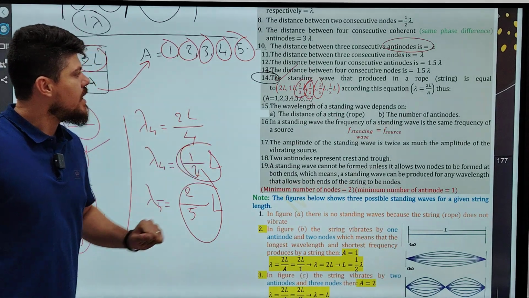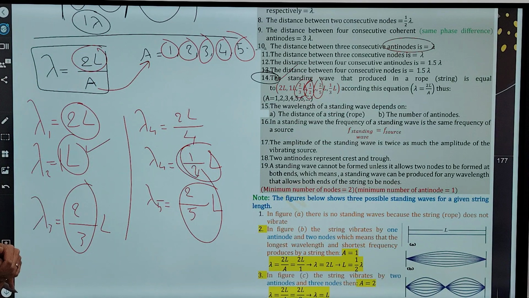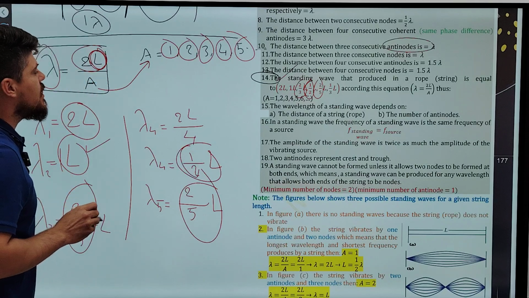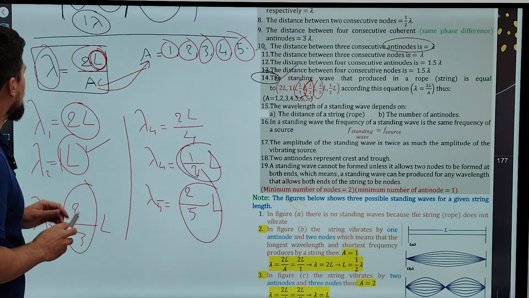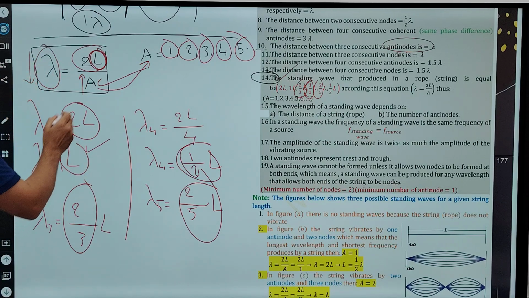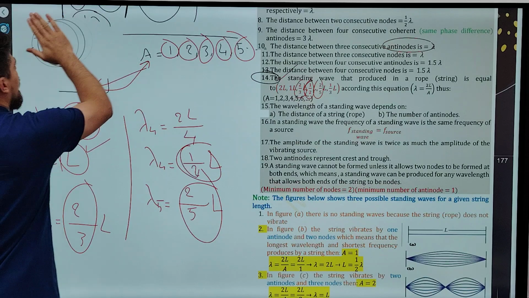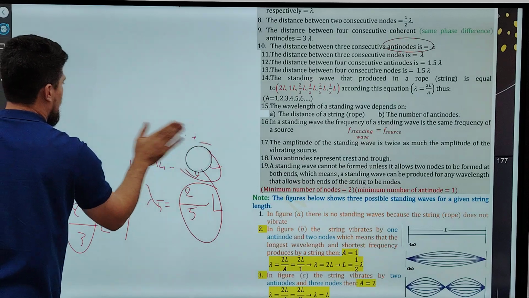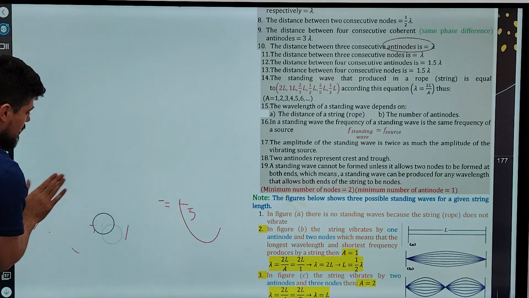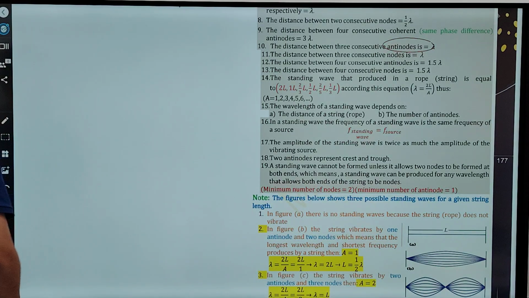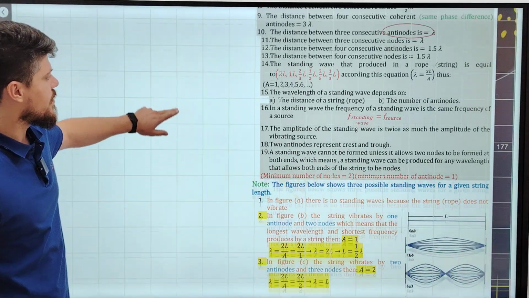Okay? The wavelength of the standing wave depends on what? The length of the string. What does wavelength in the standing wave of the string depend on? The length of the string L and the number of antinodes. Okay? When the number of antinodes increases, what happens to the wavelength? It decreases at constant L. Okay? Once again, what is the relation between the length, wavelength, and the antinode? The relation between wavelength and antinode is inversely proportional at constant length of the string.